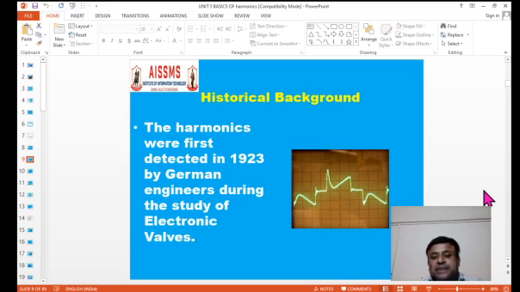Now coming to historical background, harmonics were first discovered in 1923 by German engineers. They were studying different types of waves on a CRO and suddenly they found that there is some disorder in the sinusoidal wave, and they named this a harmonic wave because it is a sum of different types of harmonics.